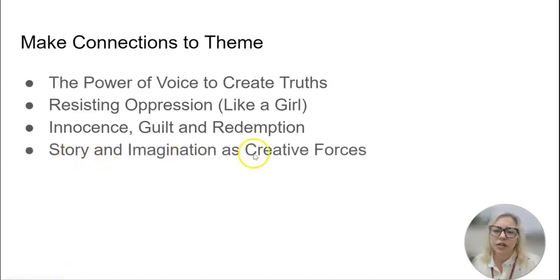The last one, story and imagination as creative forces. This theme is looking at how telling your story can be a force to create. It can work in response to untruths that have been created, and it can be a type of agency for characters who have little to no agency, freedom, or power over anything. So you're going to watch for these as you read, and remember that you're writing about 2 examples.